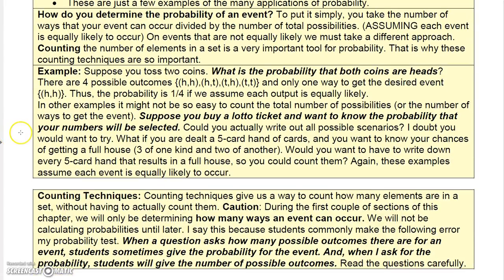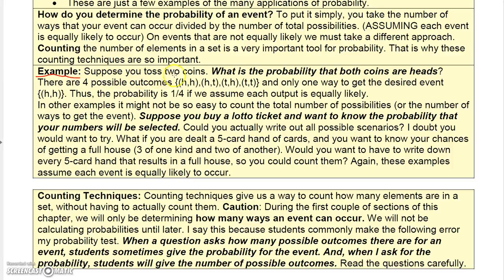Now, the way you determine the probability of an event, to put it simply, you basically take the number of ways your event can occur and divide by the number of total possibilities. Now that assumes each event is equally likely to occur. If they're not equally likely to occur, then we have other ways we can approach it. So basically, let's look at an example where we can assume the equally likely assumption.